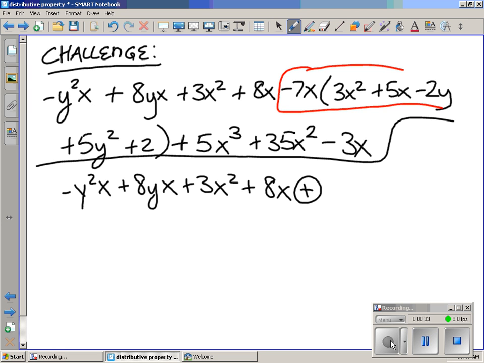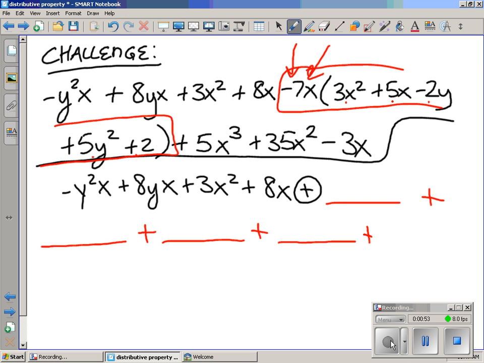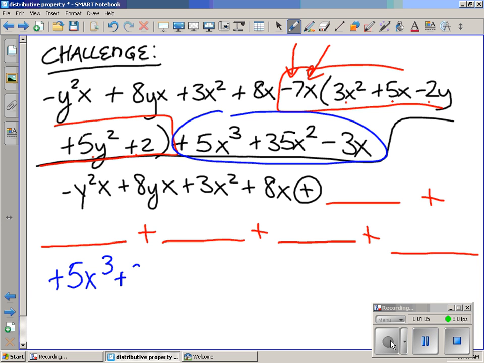The distributive property section goes all the way to the second line, and you'll notice that I took the 7x and the sign in front of it with all the parentheses. And then we have 1, 2, 3, 4, 5 blanks. From there, we're going to continue writing down the rest of this problem, the 5x cubed, the 35x squared, and the minus 3x. We're ready to go ahead and fill in the parentheses.